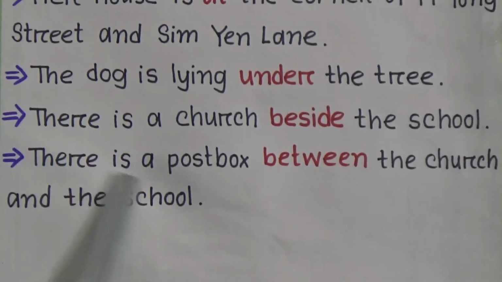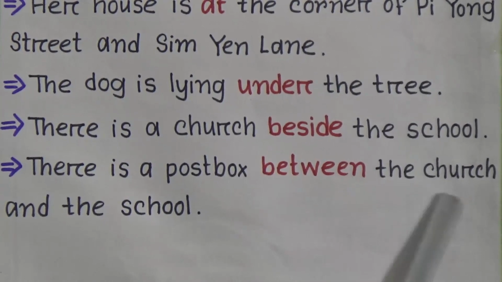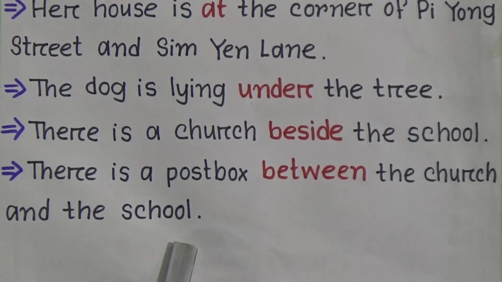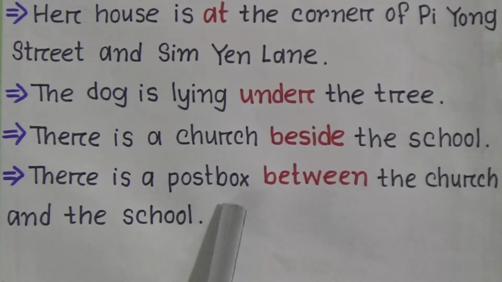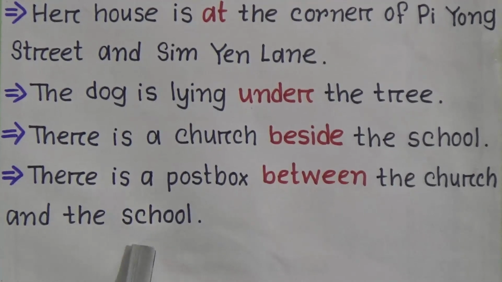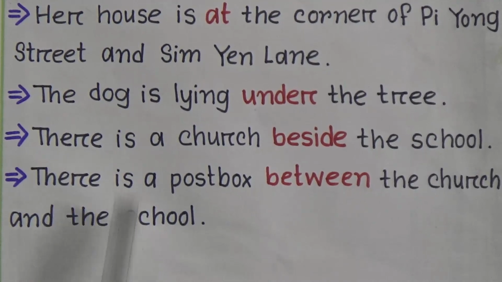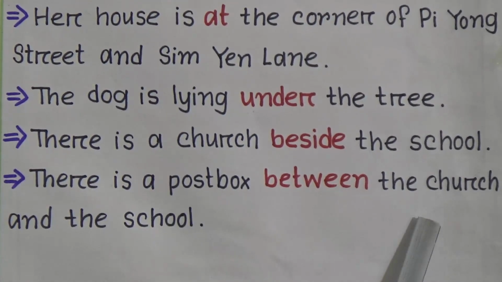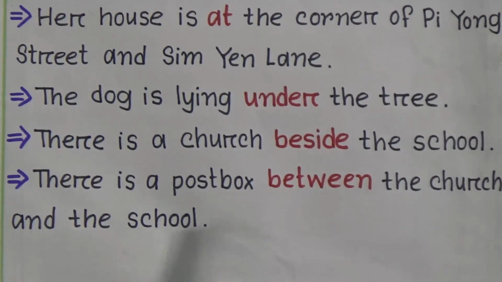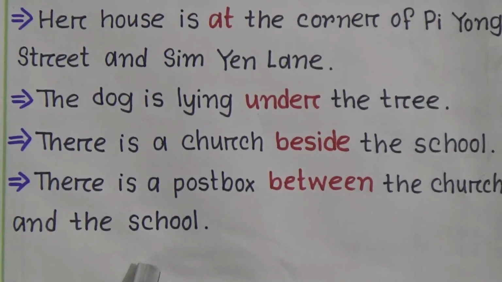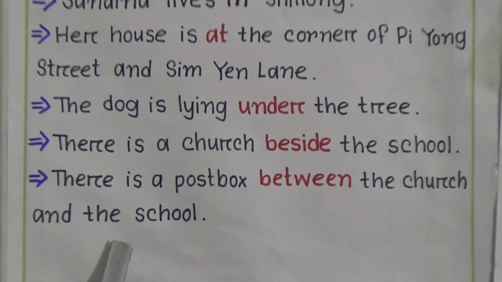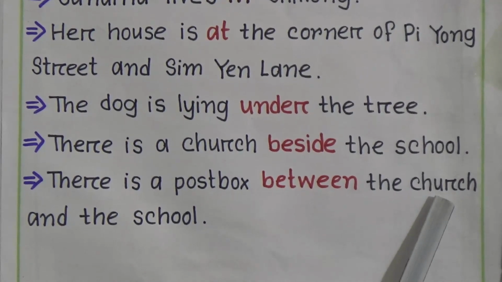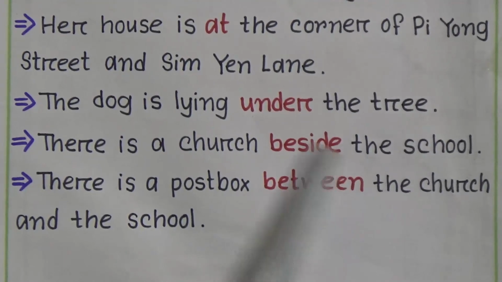Last one, there is a post box between the church and the school. So where is the post box? Here we find two places, the church and the school. These are nouns and we have to specify where. So you find two, and for two things or persons, we have to use between.